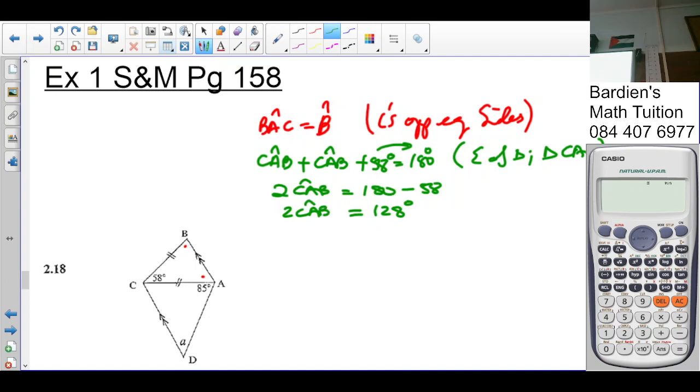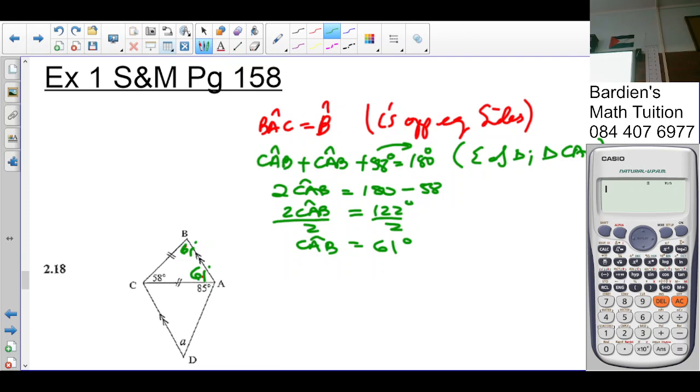Okay? Is that correct? 122. So CAB, how do I get that on its own? Divide by 2. So CAB works out to be 61. Okay, so this is 61, and this is 61. Now what do we do with that?